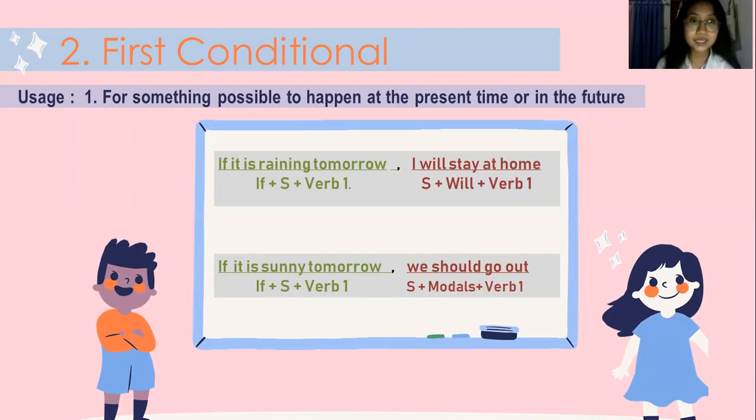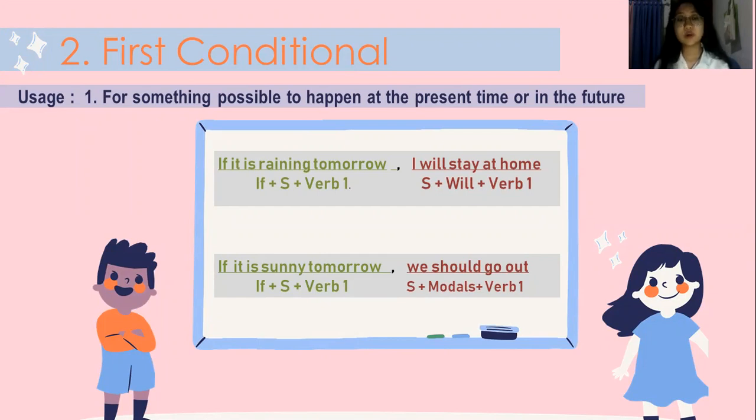So that's why the sentence is a first conditional, because raining tomorrow can happen in the future. It is possible to happen in the future. So the first conditional is sometimes called the future conditional. And if you look at the second sentence, it is the same. The difference between the first sentence and the second sentence is only the will and the modals.